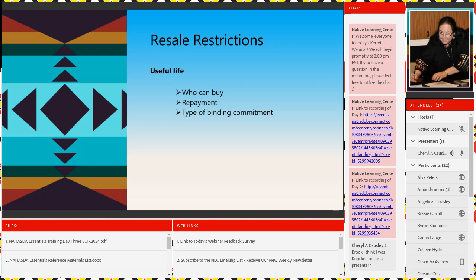Your resale restrictions: useful life, who can buy, repayment, type of binding commitment. I know that it kind of scared me at first when I went out and did a mortgage on reservation land.